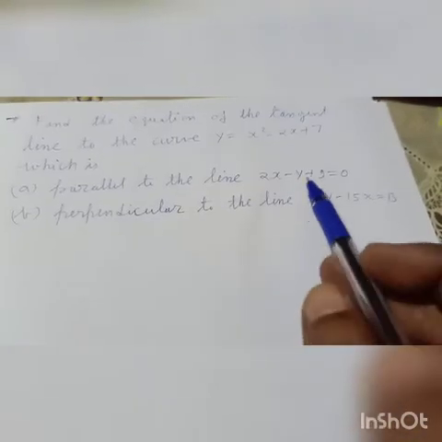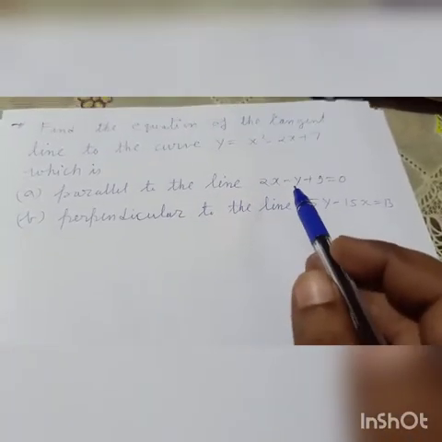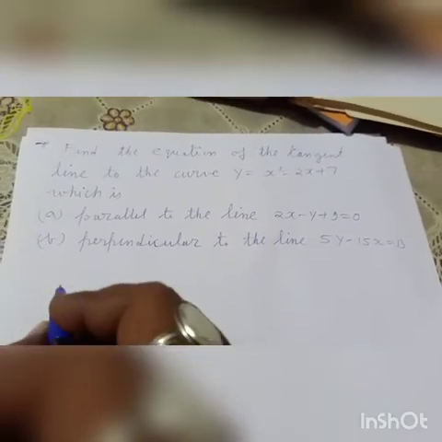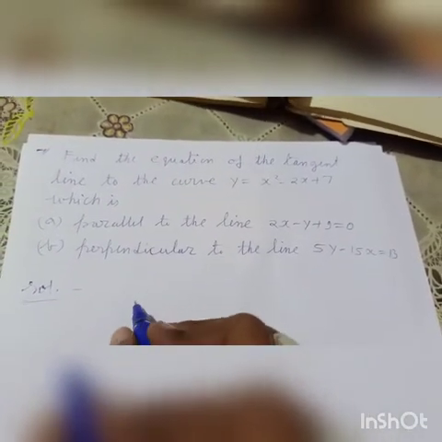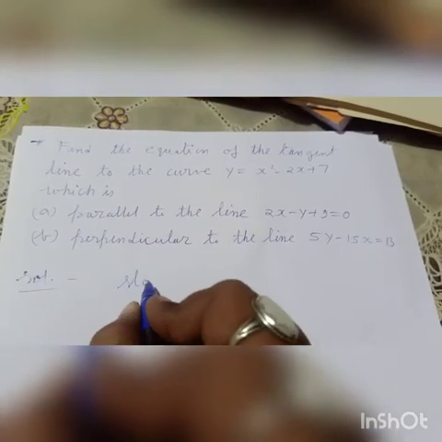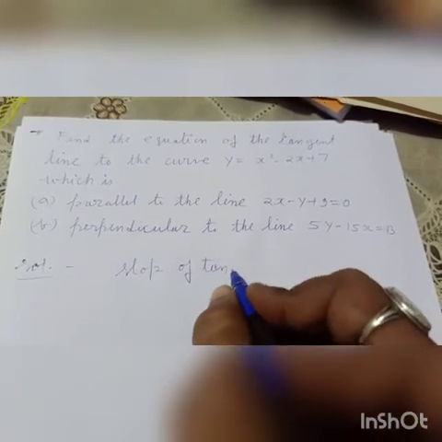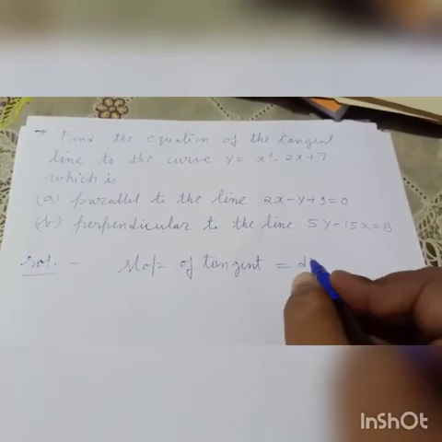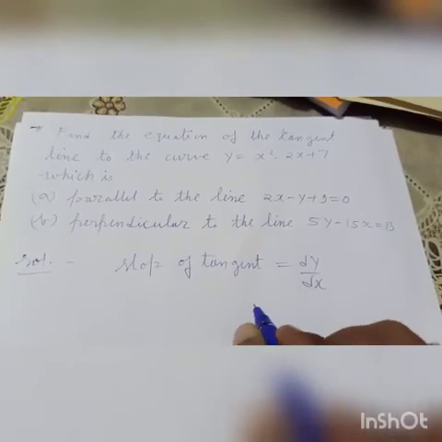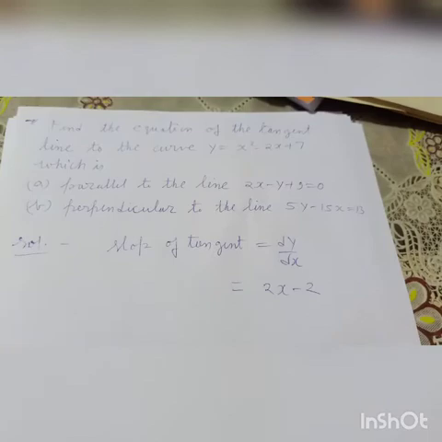since the tangent is parallel to this line, therefore the slope of tangent equal to the slope of this line. Okay, so we start the solution. Now the slope of tangent we can find from the given curve, that is dy by dx. So we can say 2x minus 2. This is the slope of tangent.